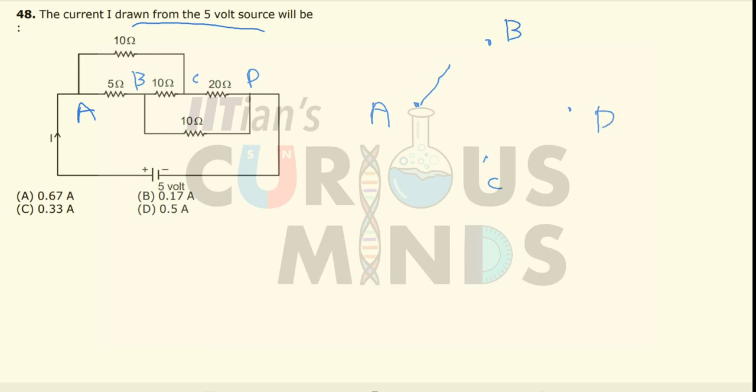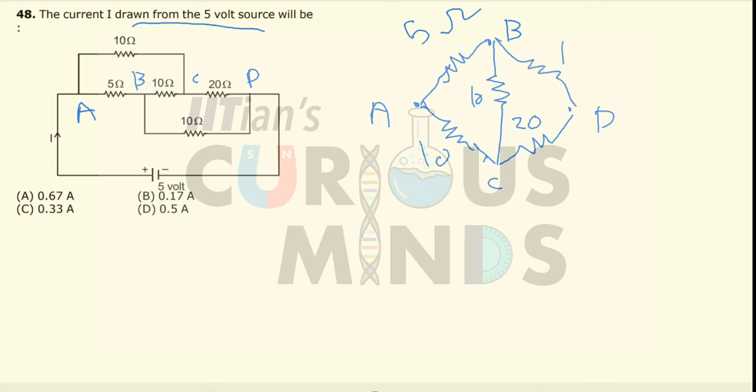Okay. So first of all, between A and B we have a 5 ohm resistance. Between A and C we have a 10 ohm resistance. Between B and C, we have a 10 ohm resistance. Between C and D we have a 20 ohm resistance, and between B and D we have a 10 ohm resistance, and the rest of the circuit looks somewhat like this.